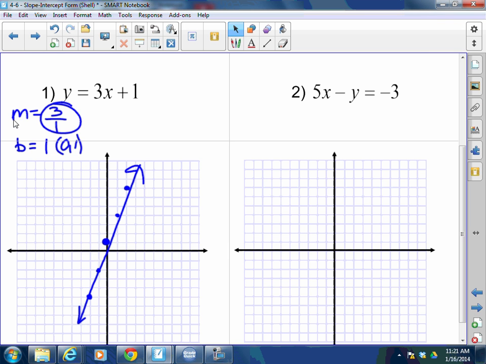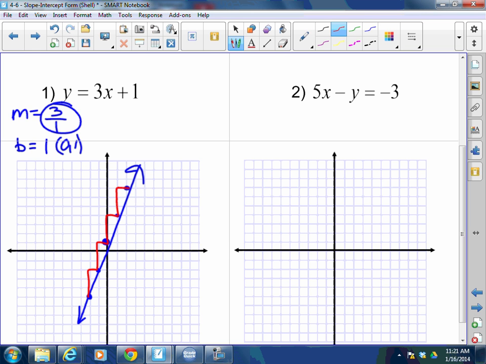And now I can check. I can prove that it is a straight line with the right slope. Up 3 over 1, up 3 over 1. Remember that slope is constant. And guess what, guys? You never have to make a table again.